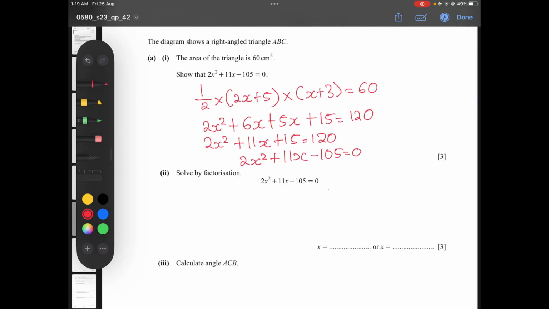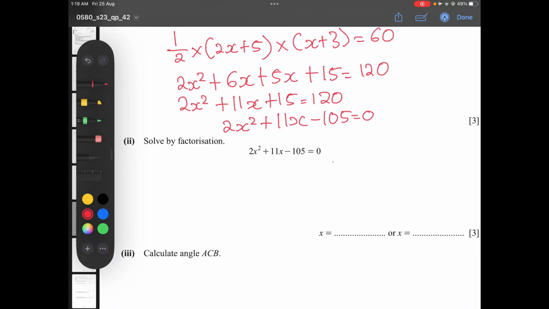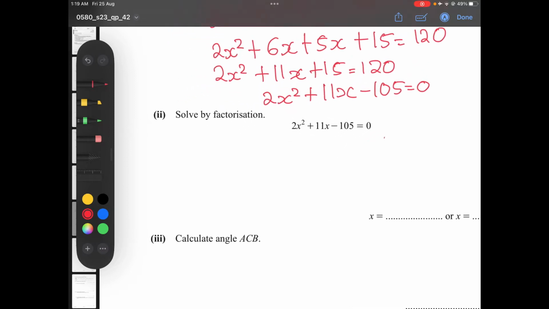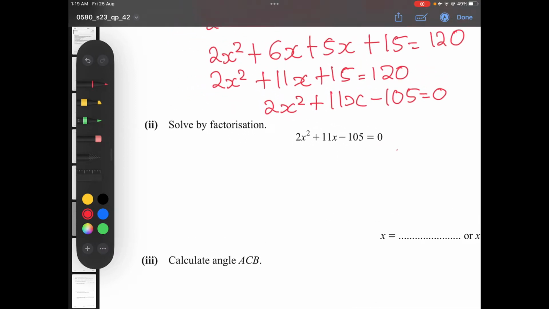Now the next part of this question, again for 3 marks, is solve by factorization. So you can't use the quadratic formula for your ease. Factorization means our sum should be 11 and our product should be negative 105 times 2, which is negative 210. So for this, 10 and 21 are the two factors. You can test them out. I have tried them out, that's why I can say them so confidently.